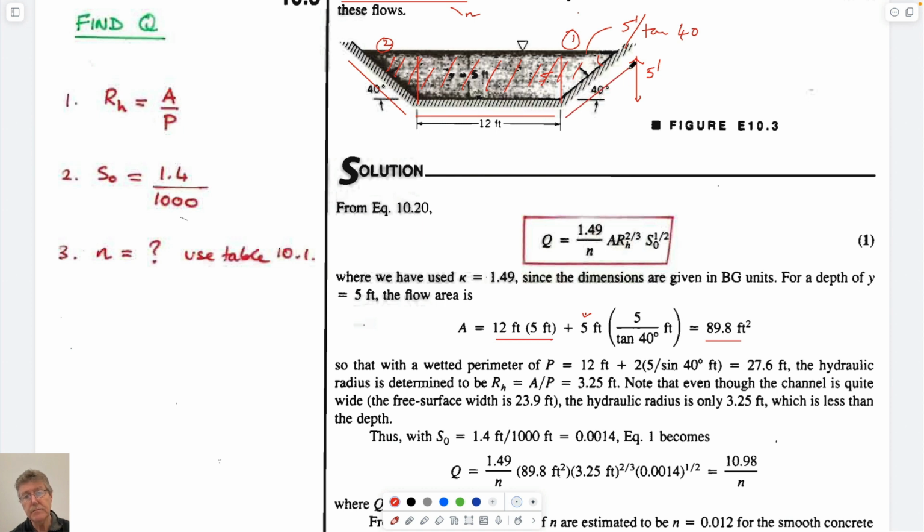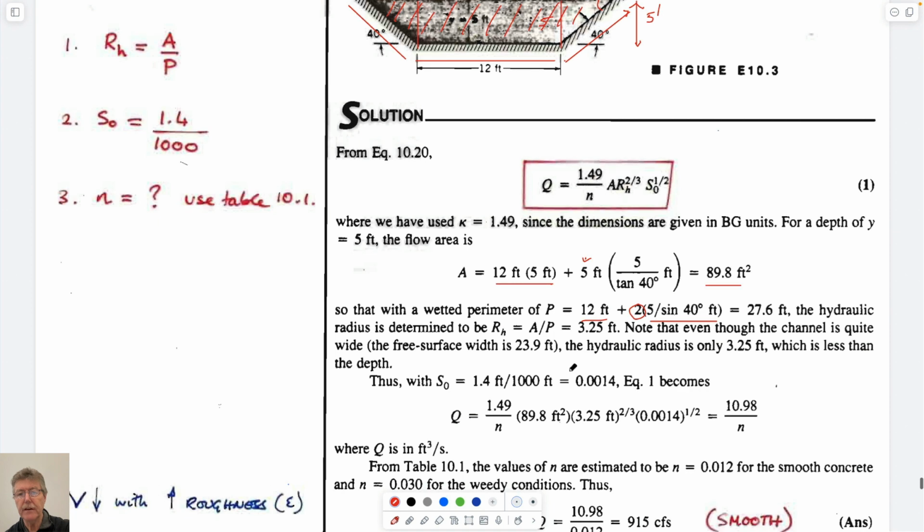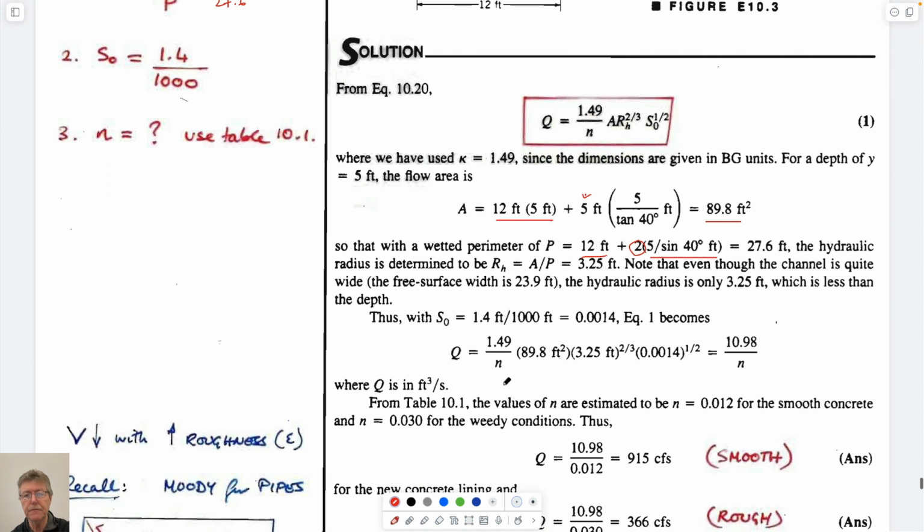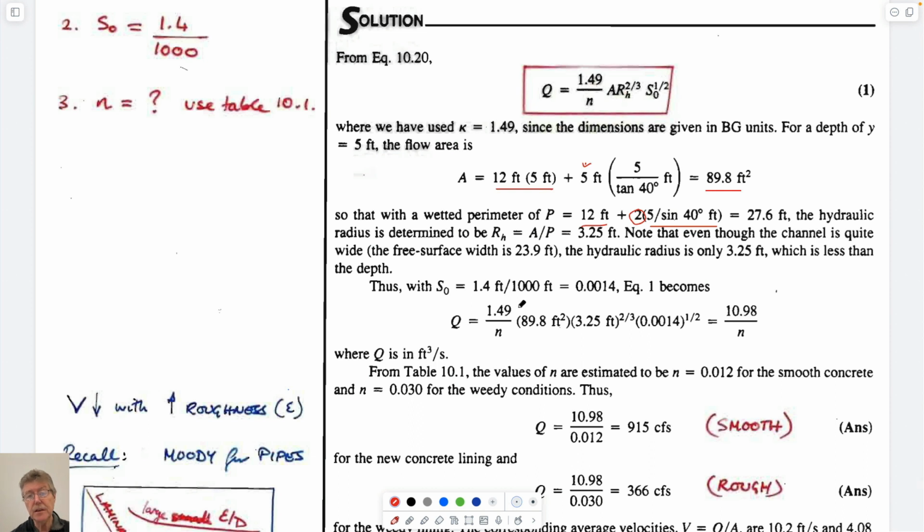The wetted perimeter you can get from this magnitude, this length here, plus this length here, plus this length here, which is 12 feet plus 2 times 5 over sine 40, which is this length here. And so we have the area and the perimeter, so we have the hydraulic radius, which is just equal to 89.8 over 27.6. It has dimensions of length, feet. And then the rest is just substitution.